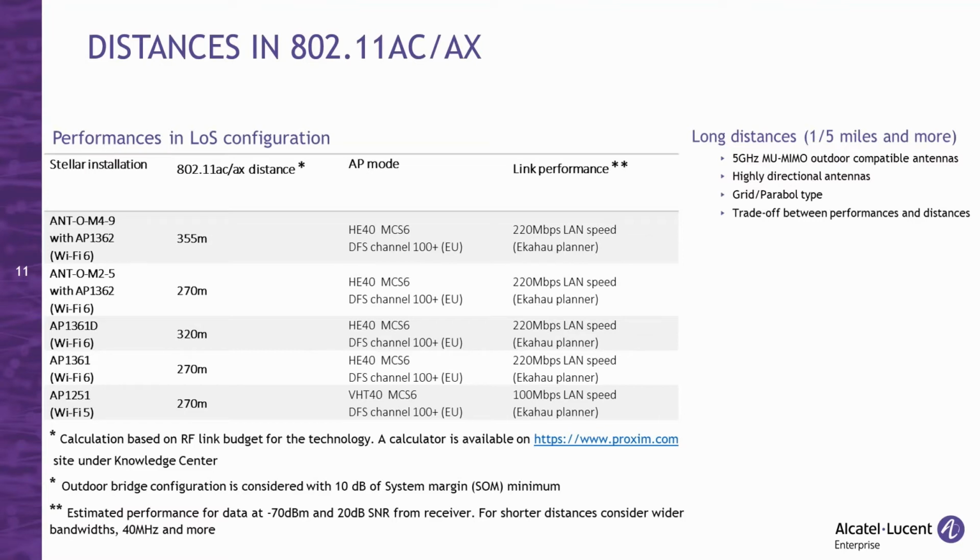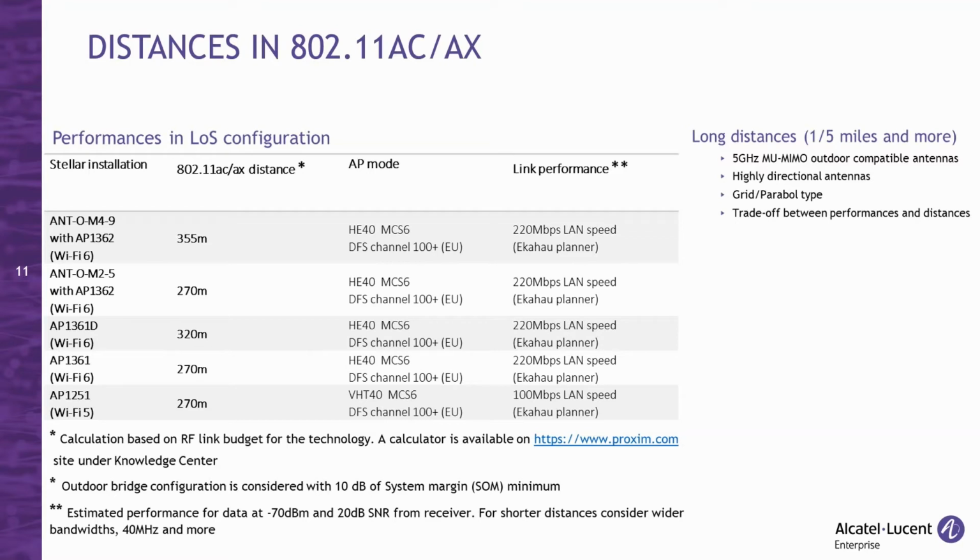For your reference, the table reports maximum distances in 11AX or AC on the 5 GHz band for main Stellar configurations. The calculation is based on the link budget for each configuration and takes into account free-space path loss and a system margin of 10 dB minimum, which is a value usually adopted in bridging to take into account the radio fluctuations due to external conditions, as well as a LAN link performance estimation provided by EKO Planner.